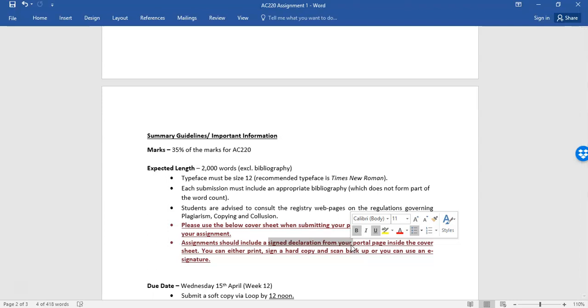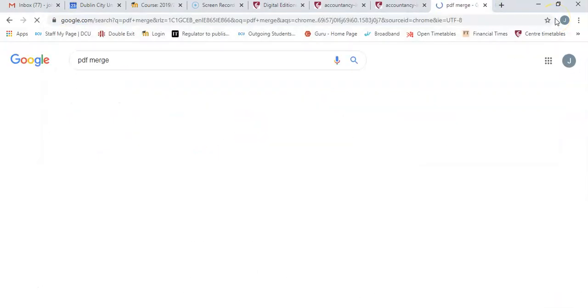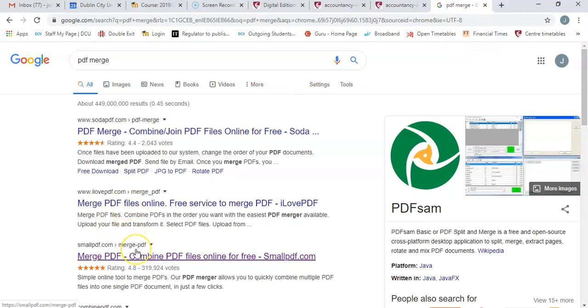If you have access to a printer, print it off, sign it and scan it back up. And you can then go to any online software. For example here, if you just go PDF merge, this is where you can merge two PDFs together, so to bring it to a single one. Any of those websites will allow you to do it.